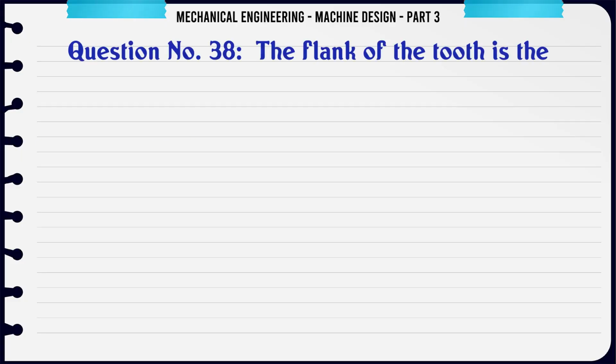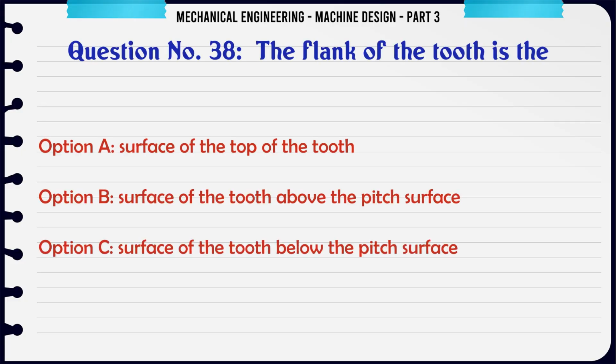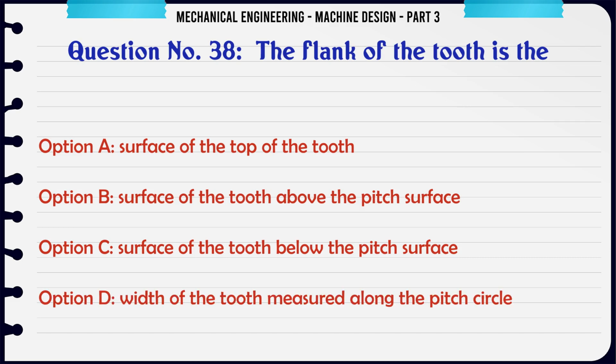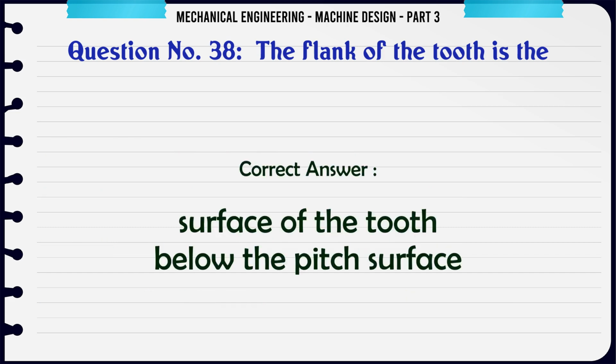The flank of the tooth is the A. Surface of the top of the tooth. B. Surface of the tooth above the pitch surface. C. Surface of the tooth below the pitch surface. D. Width of the tooth measured along the pitch circle. The correct answer is surface of the tooth below the pitch surface.